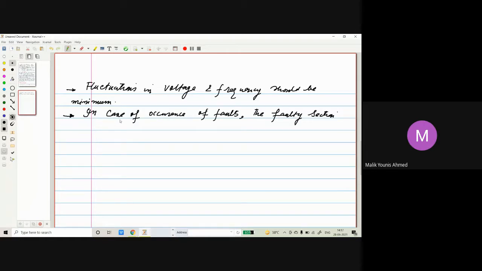The faulty section should be isolated from the healthy section. This is the way we isolate it very quickly, so that the fault will not spread to the other healthy areas. Otherwise, it will cause considerable damage in the power system.